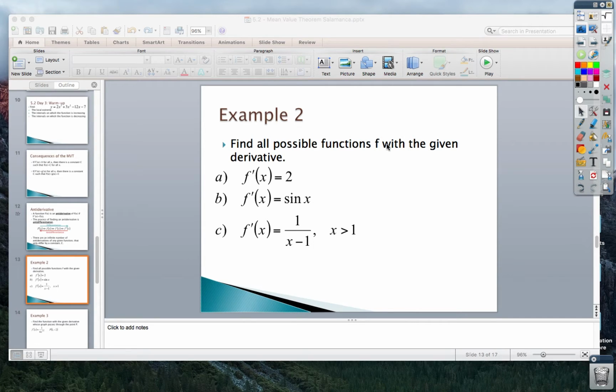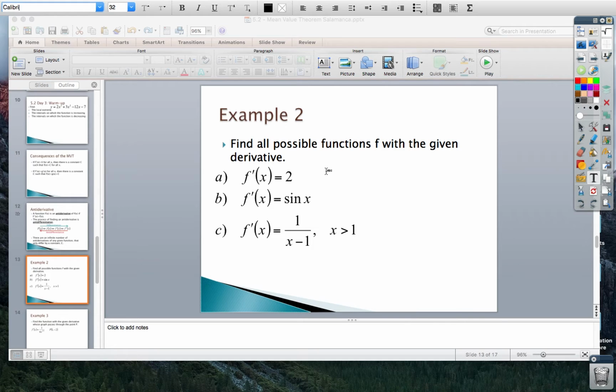Now it says find all possible functions f with a given derivative. So they're saying, look, f prime of x is equal to 2. What function can I take the derivative of so that it's equal to 2? So we know that f of x is equal to 2x. Now, that's going to be one of the possible functions because I know the derivative of 2x is equal to 2. But the only thing is, 2x works, but so does 2x plus 1.